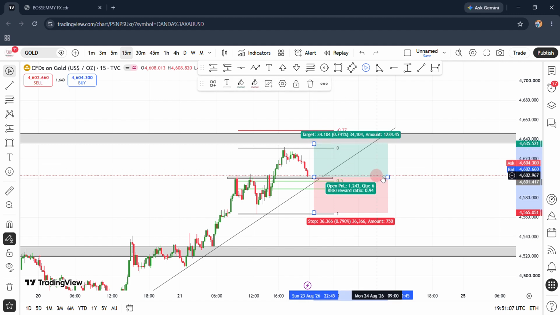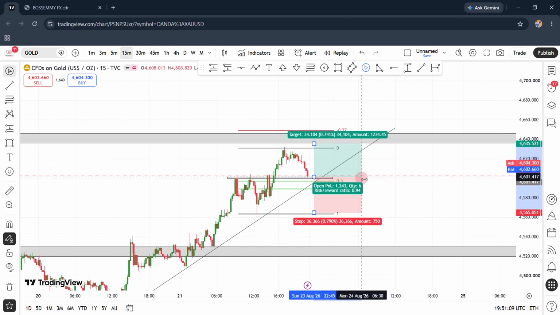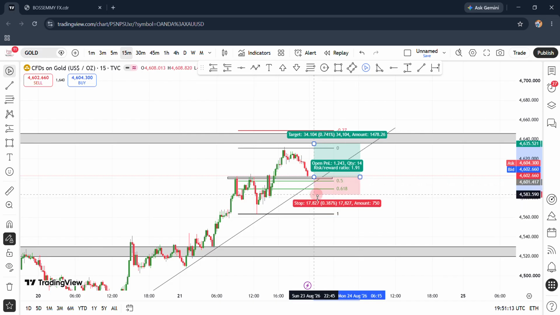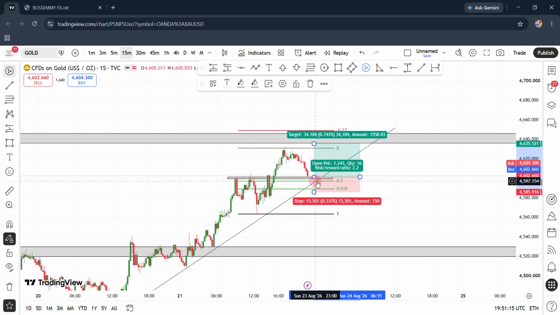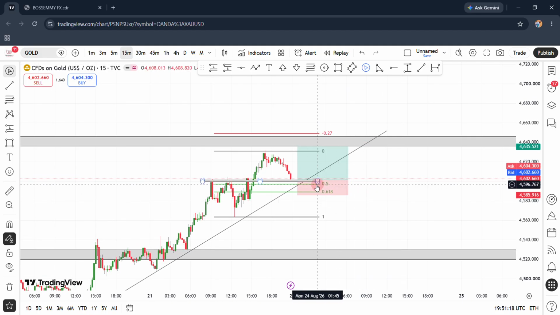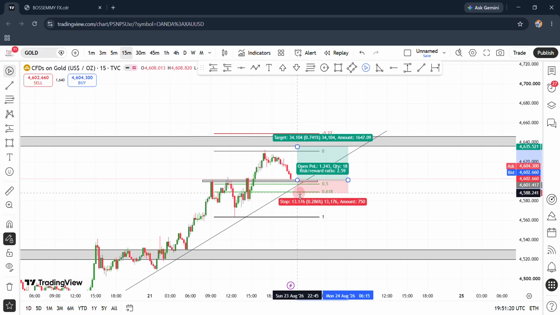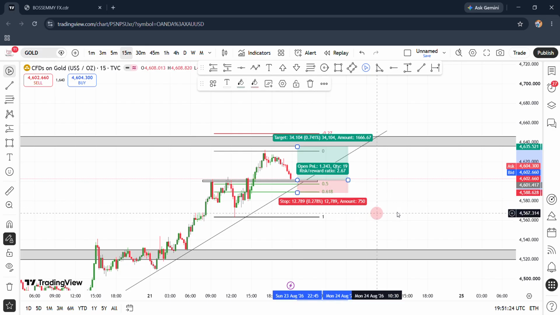However, I'm going to look out for good candlestick confirmation before I take this trade. I'm not just going to jump into the market. I'm going to look out for good candlestick confirmation before I take this trade. After the candlestick confirmation, then I will know where to set my stop loss. So for now, let me leave it this way.